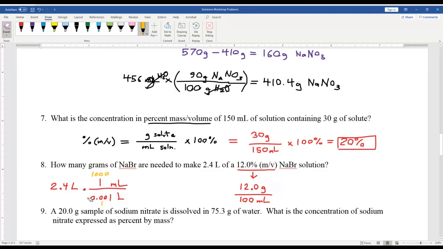I'm going to go ahead and simplify this. We're going to just put the one of them. I'll go with 1,000 milliliters is equal to 1 liter. There we go. So now that we have the milliliters, now we can use our concentration as a conversion factor. I'll put 100 milliliters on the bottom, and I can convert that to grams of NaBr.